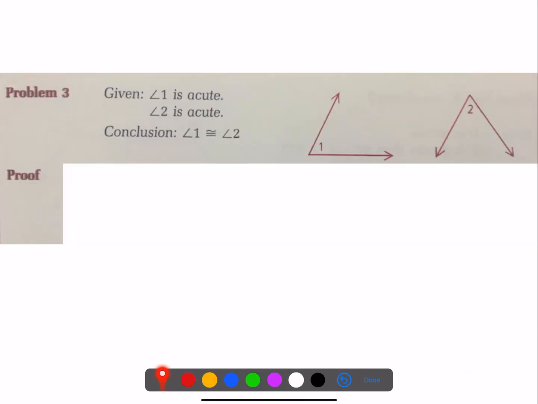All right, here is our second proof. So problem number 3, given angle 1 is acute and given angle 2 is acute, we want to prove angle 1 is congruent to angle 2.